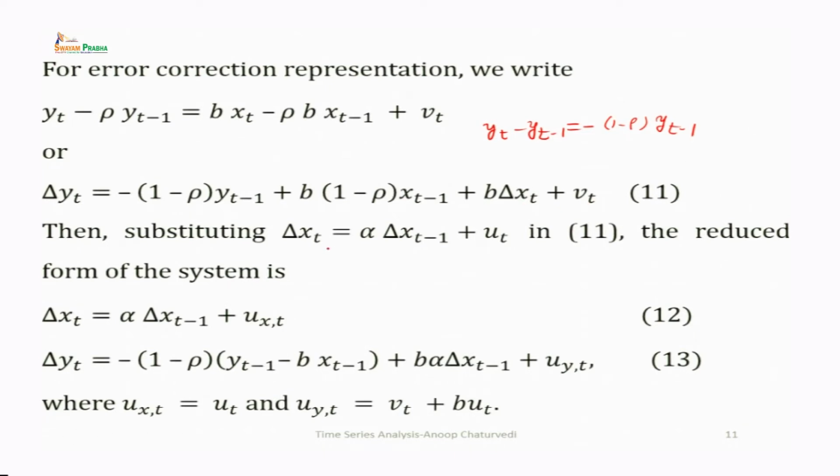Now, you substitute delta x t equal to alpha delta x t minus 1 plus u t from equation 11. Then you get delta x t equal to alpha delta x t minus 1 plus u x t, this is the first equation, and delta y t equal to minus (1 minus rho) (y t minus 1 minus b x t minus 1) plus b alpha delta x t minus 1 plus u y t, where u x t is equal to u t and u y t is equal to v t plus b u t. So, we have got these two equations.